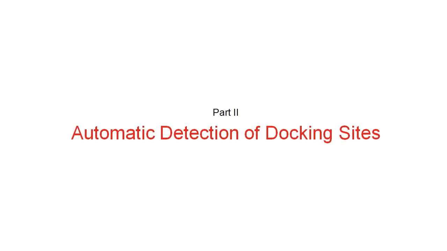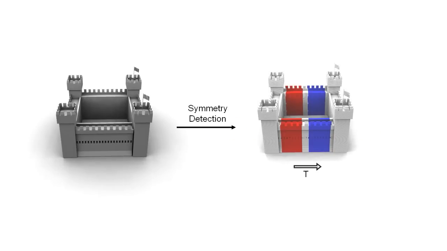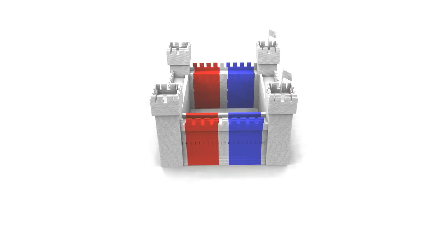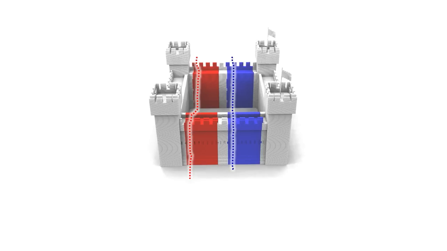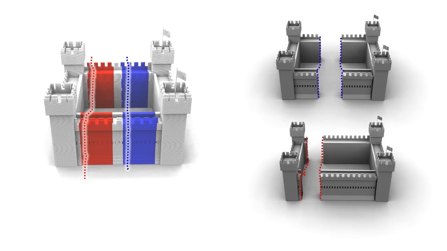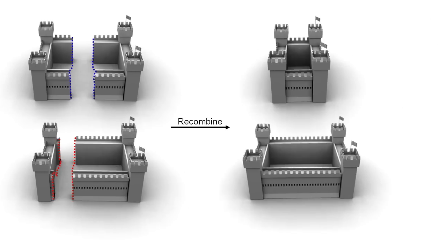Now we have to systematically construct such docking sites. This is done by looking at the partial symmetries of the input exemplar. In this example, the red area is symmetric to the blue area under a translation. We can cut through the red area and thereby through the blue area as well, such that the model is split into two disconnected pieces. These pieces can then be recombined to give different results.